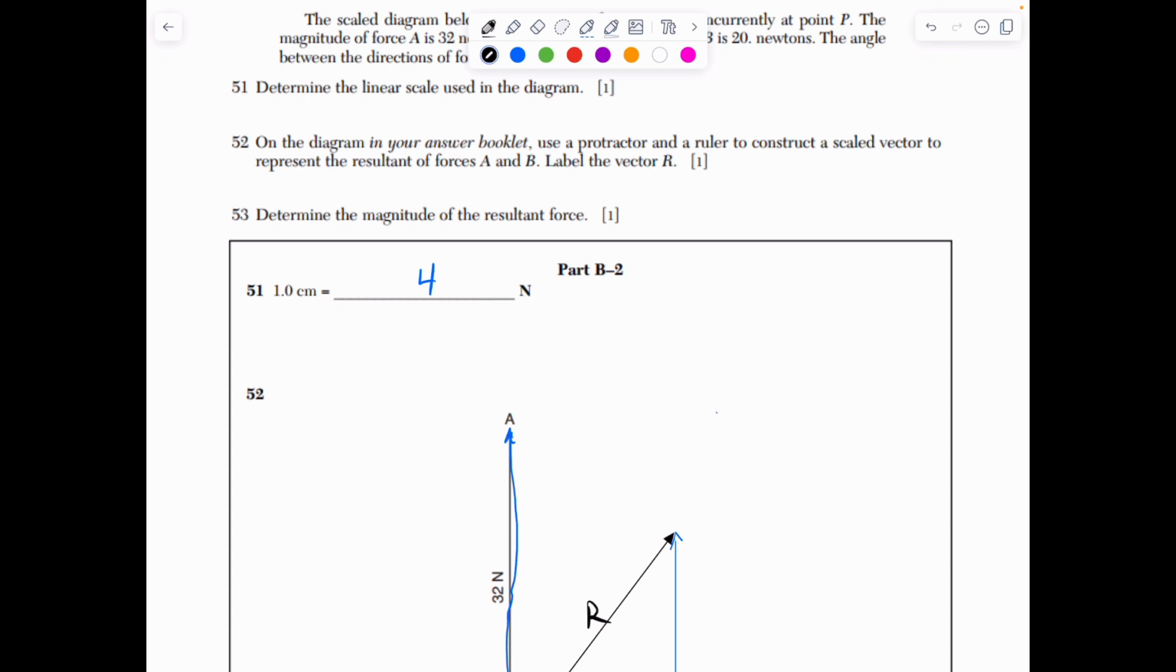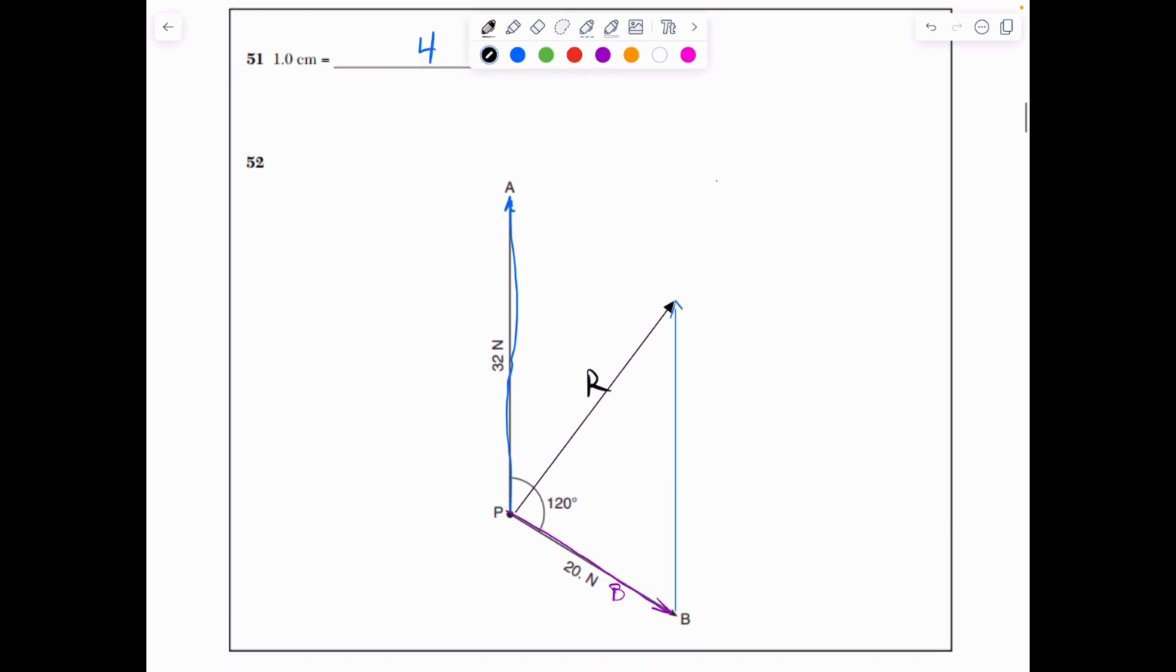Now, go to question 53. Determine the magnitude of the resultant force. Okay, the magnitude of this resultant force. A lot of people are trying to use Pythagorean theorem. And the bottom edge, the purple vector, is 20 newtons. This vertical is 32 newtons, right? And that's true, but this can't use Pythagorean theorem. Why? Because this triangle that we have here is not a right triangle. So we have to do it some other way. So how are we going to find the resultant?